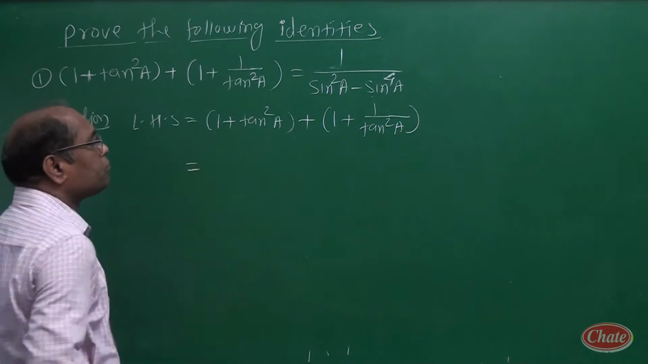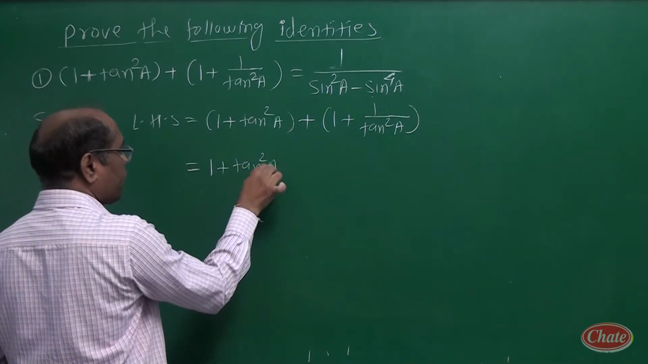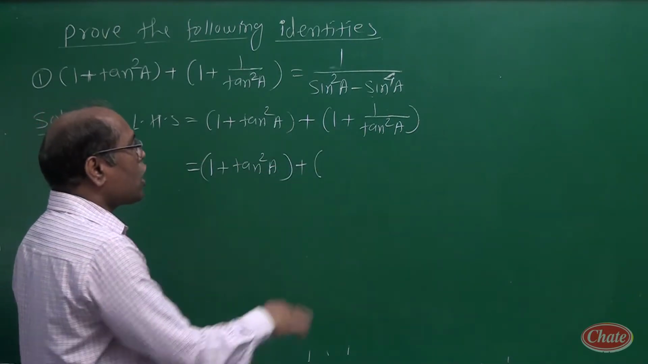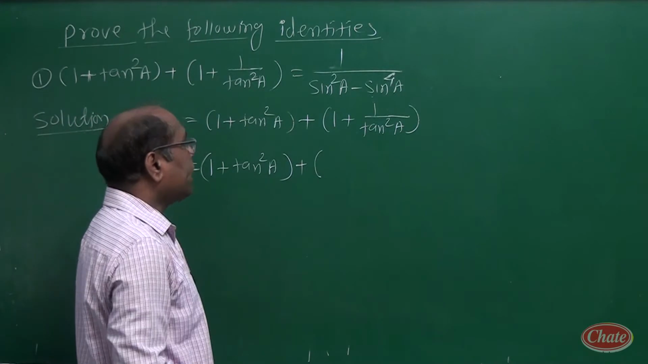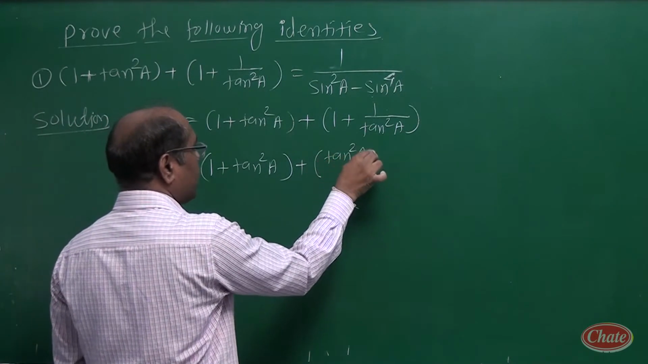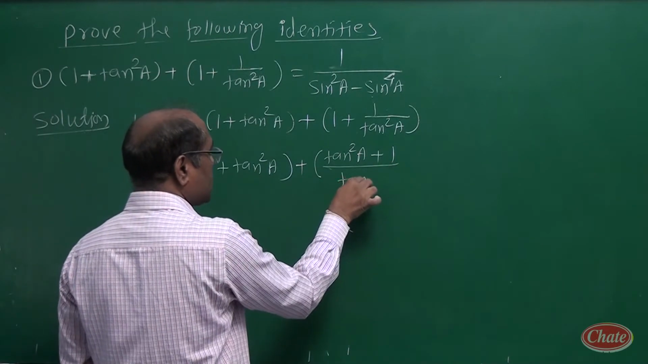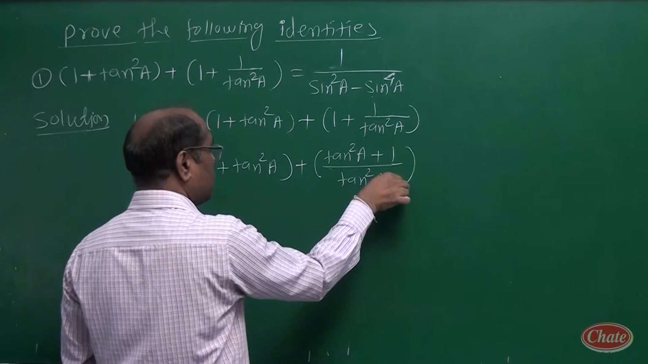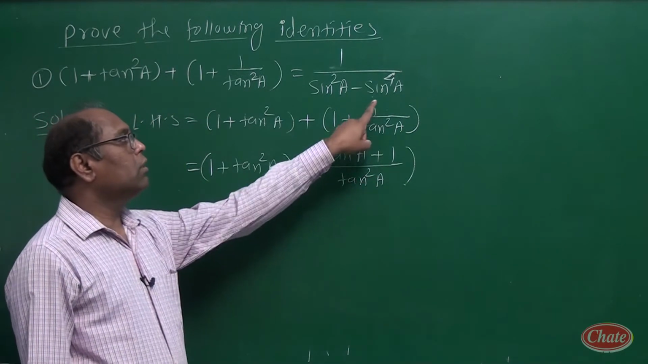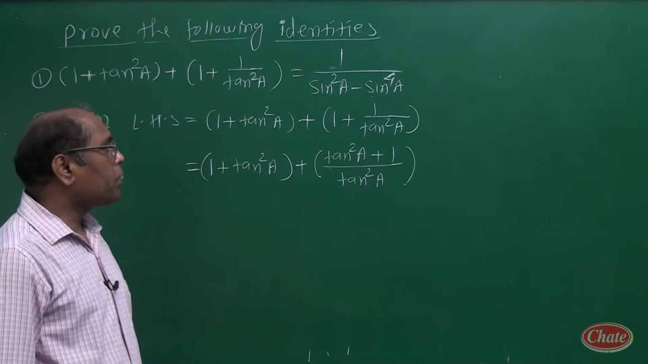Now here, 1 plus tan square a plus, now you have to take the cross multiplication. Taking the cross multiplication, what we get? Tan square a plus 1 upon tan square a.